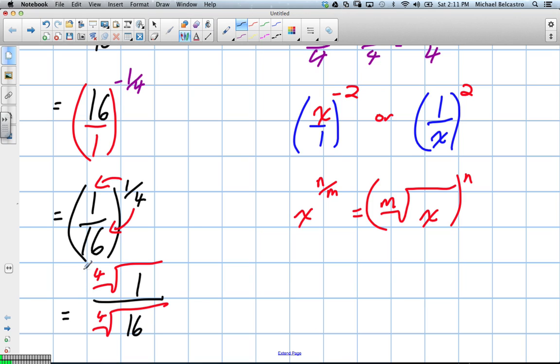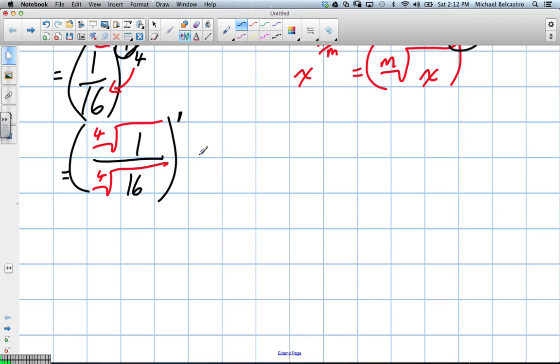Technically, because that 1 was on top, that's where that n comes in, still the power of 1. Well, is the power of 1 going to change anything? No. So that's why they usually don't write that part in. So we have the fourth root. So now we work from here. The fourth root of 1. How do we evaluate that? What number times itself 4 times equals 1? 1. That's done. The tougher part is the fourth root of 16.